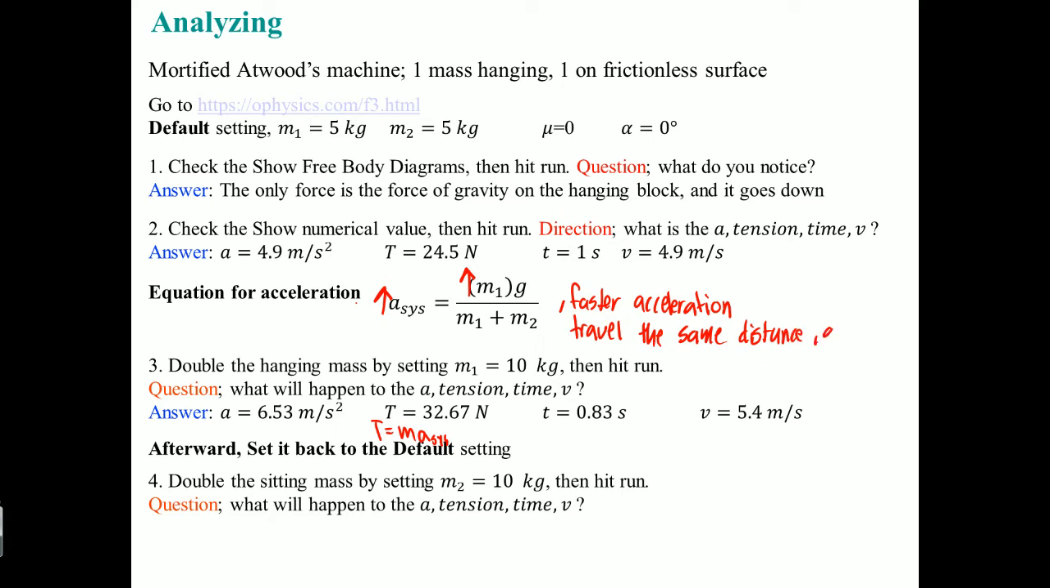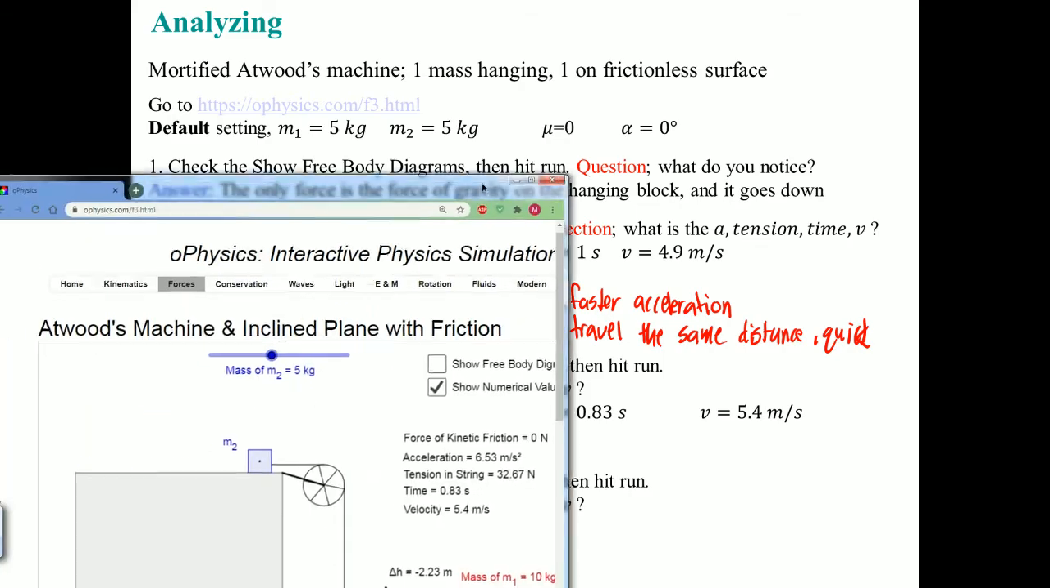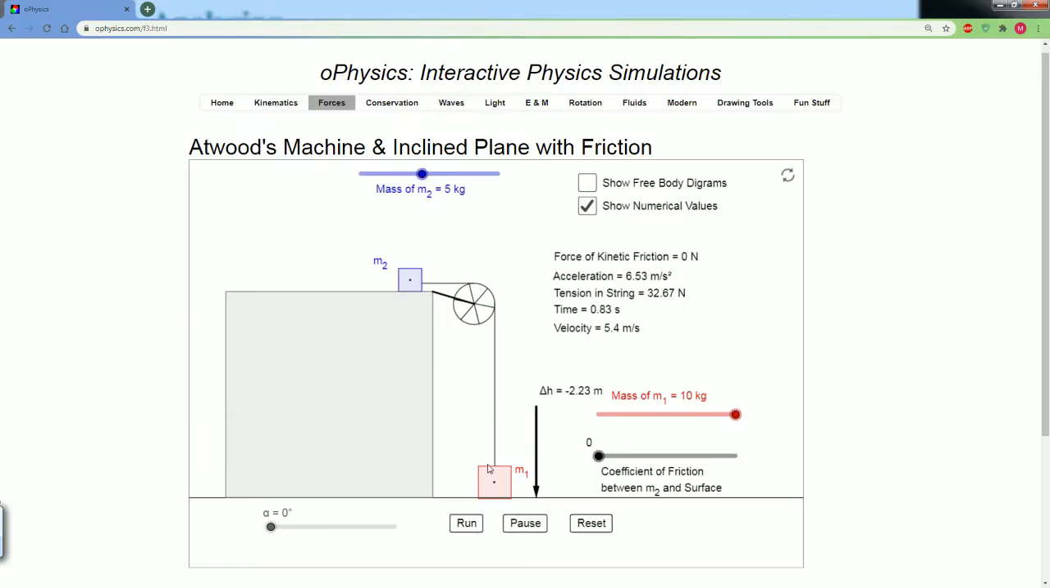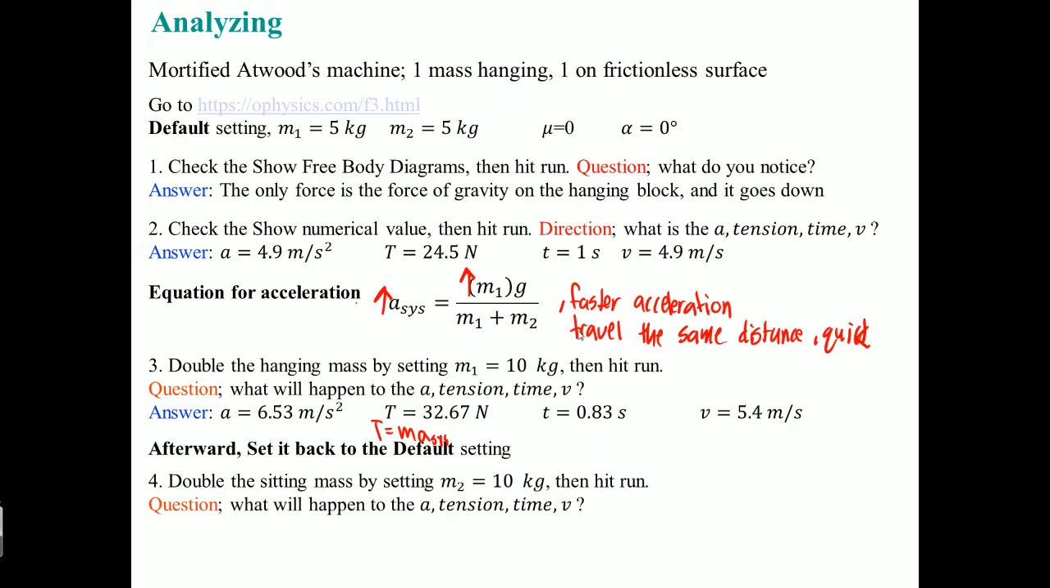quicker. So the distance that the block fell right here was the same distance, 2.23. It traveled that distance, but this time it accelerated more. The fact that it accelerated faster and traveled the same distance, the time has to decrease. Because the time decreases, the velocity also has to increase. Okay. Now let's set it back to default.